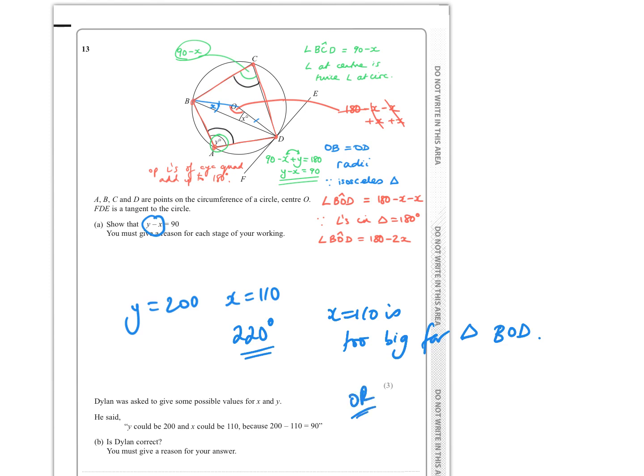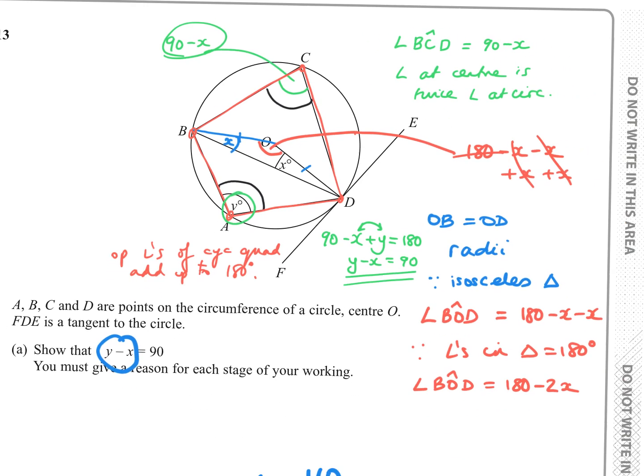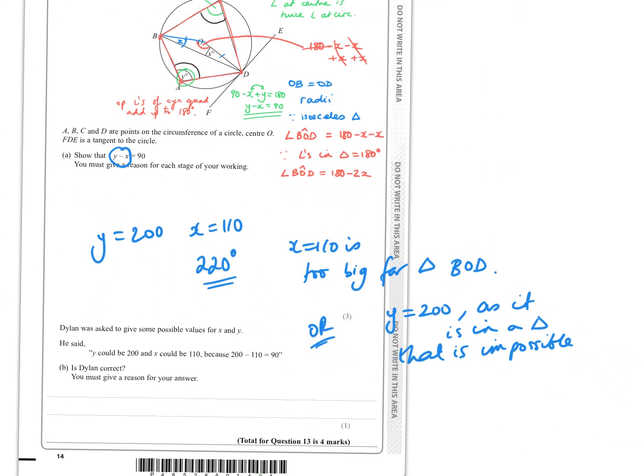Or you could say something like y equals 200. Well, as it is in a triangle, that is impossible. And I'll just zoom in a little bit. If you look here, you can see that it's in triangle BAD, isn't it? There's y, it's in triangle BAD. So, we'll just put that down there as a little aside, i.e. triangle BAD. So something along those lines would do.